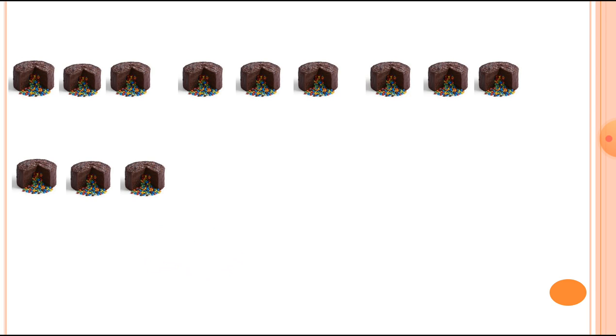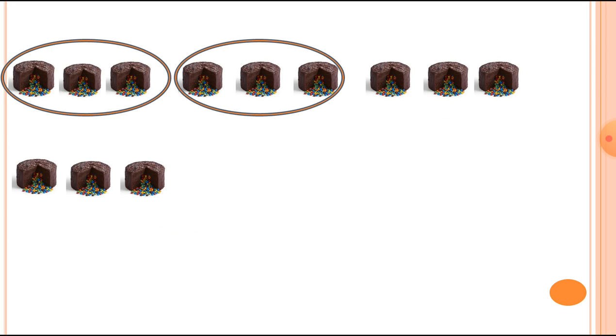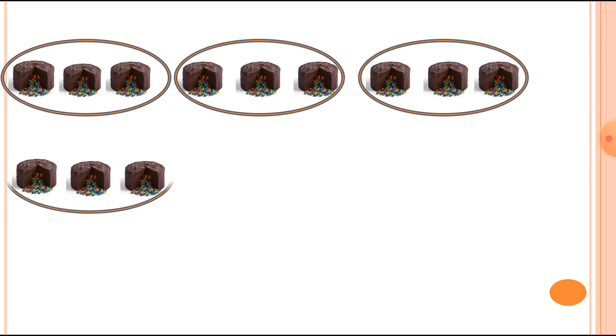I have some more examples. Here are the cakes, very yummy cakes. So let's make the groups first. Group 1, Group 2, Group 3 and Group 4. So total how many groups are there? Group 1, Group 2, Group 3 and Group 4. So total there are 4 groups. So the first digit will be 4.